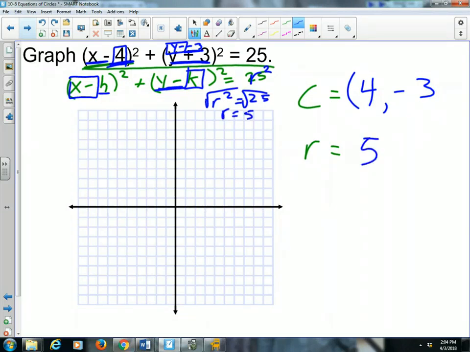With this, everybody, I have enough information, and I can draw my circle. So 4, negative 3. Left 1, 2, 3, 4. Down 1, 2, 3. And then we are going to do a radius of 5 in every direction. So go 5 to the right, 1, 2, 3, 4, 5. Do 5 up, 1, 2, 3, 4, 5. Do 5 left, 1, 2, 3, 4, 5. And 5 down, 1, 2, 3, 4, 5.